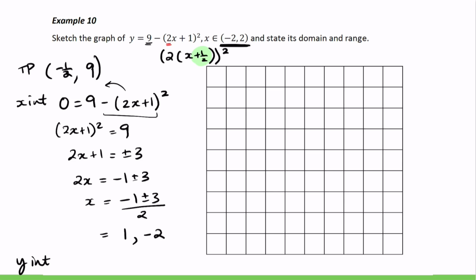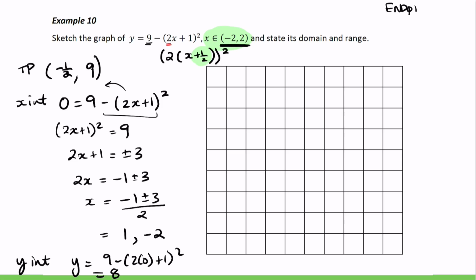And finally, I need to find my y-intercept, which is done by making x equal to 0. So y equals 9 minus (2 times 0 plus 1), all squared. 2 times 0 is 0, 1 squared is 1, 9 minus 1 is 8. I almost have all of my points to be able to sketch. The last thing I need to do is consider the domain. So this will only exist between negative 2 and 2, so I need to now find the endpoints.